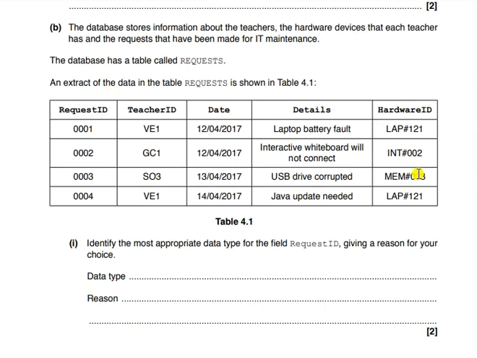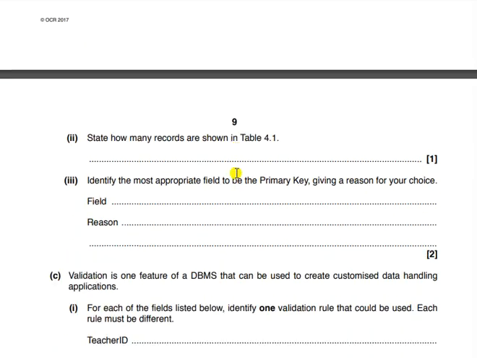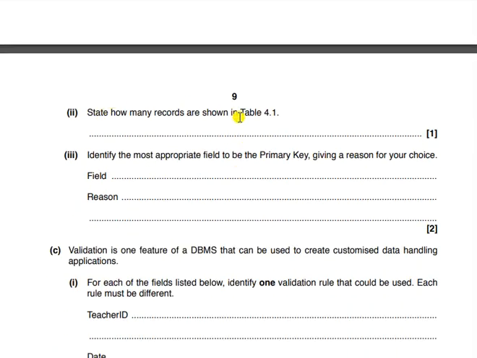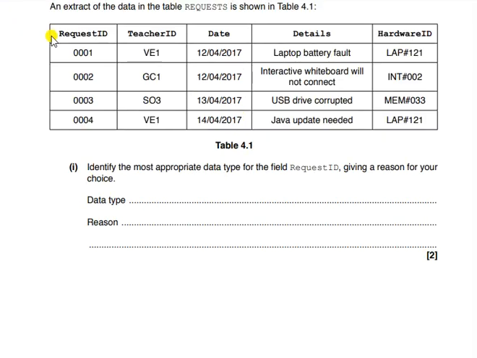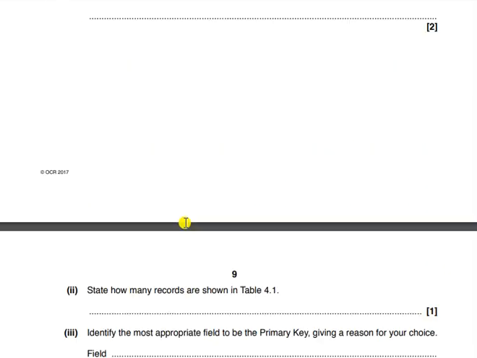Now let us look at the next part of the question paper. In the next part, they are asking, state how many records are there in the given table. So we can see here, these are the field names, these are not records, and these 4 entries over here, these are the full records. So there are total 4 records in the table.